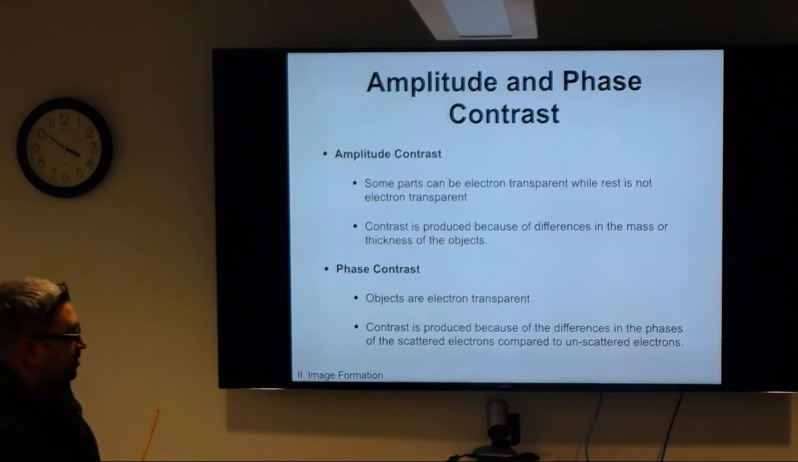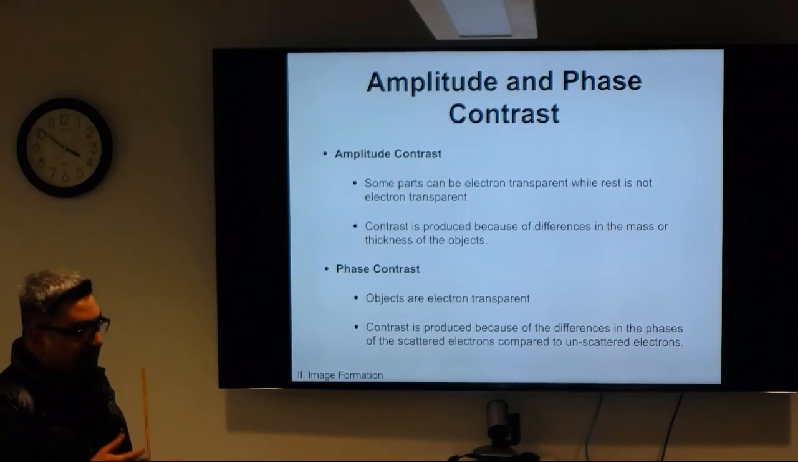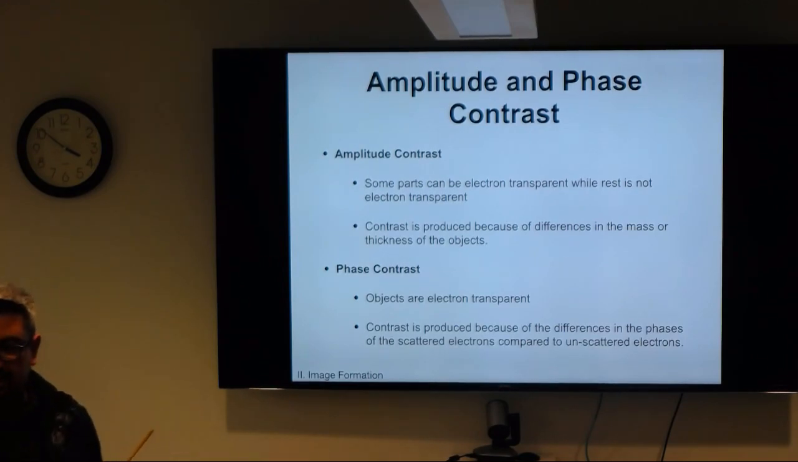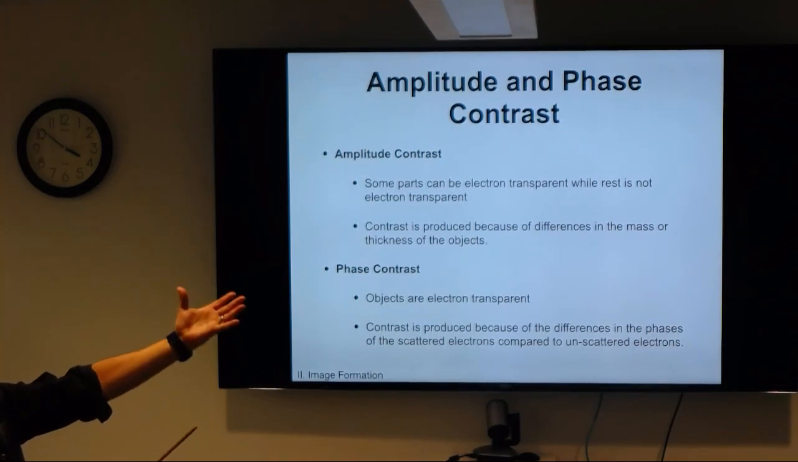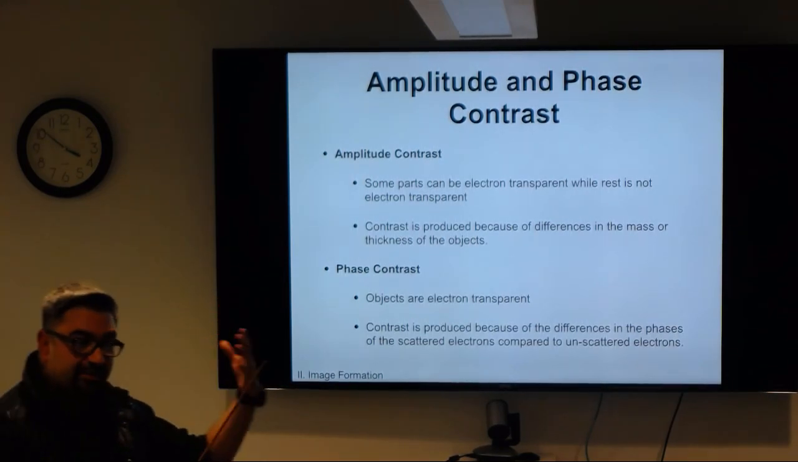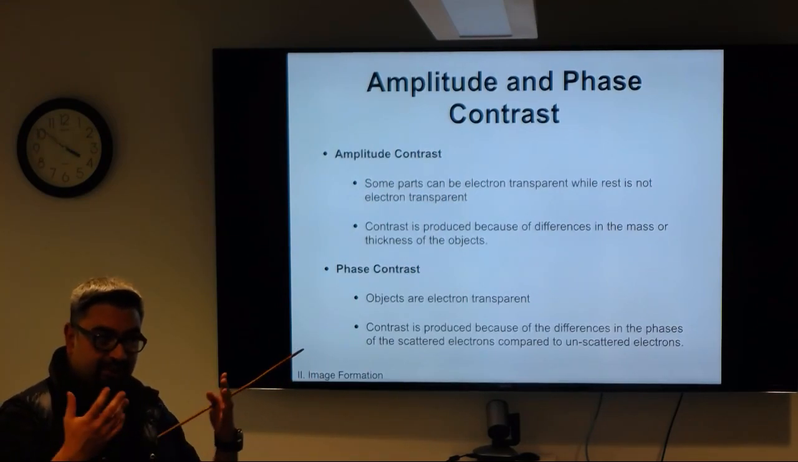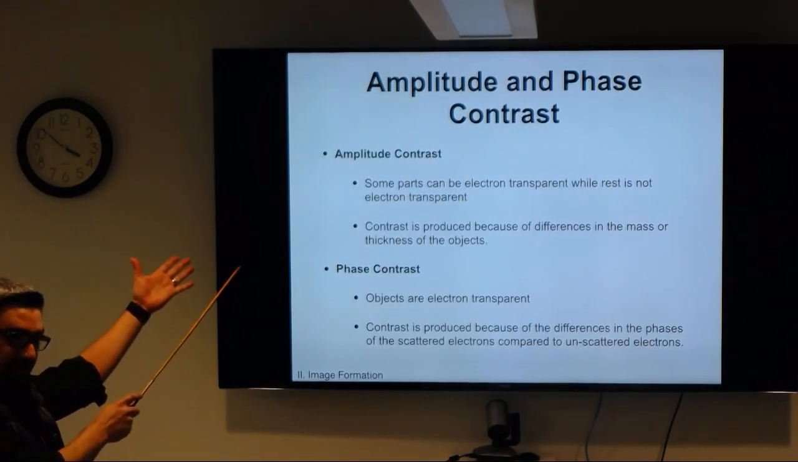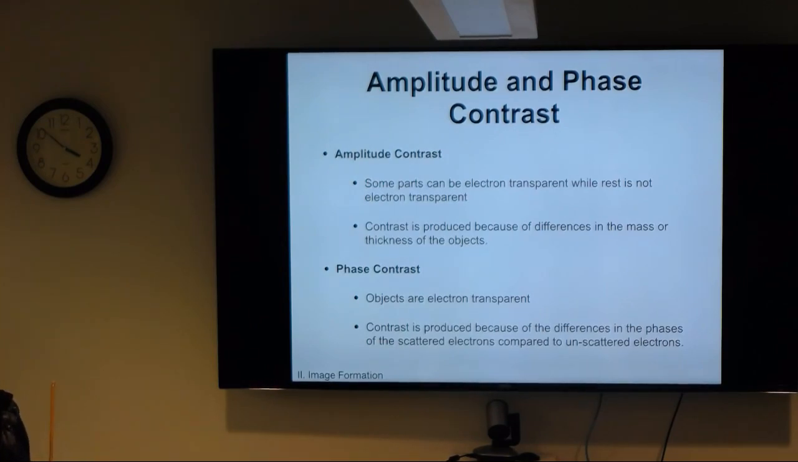Okay, the next topic is trying to understand the difference between specimen, amplitude, and phase contrast. We talked about how the electrons are scattered. Now we'll talk about the specimen itself. These are 2 different ways the specimen interacts. Okay, you have amplitude contrast, and you have phase contrast. This comes from the specimen.